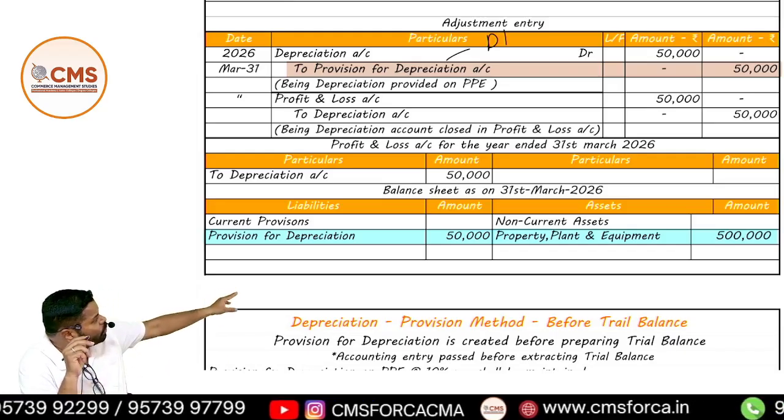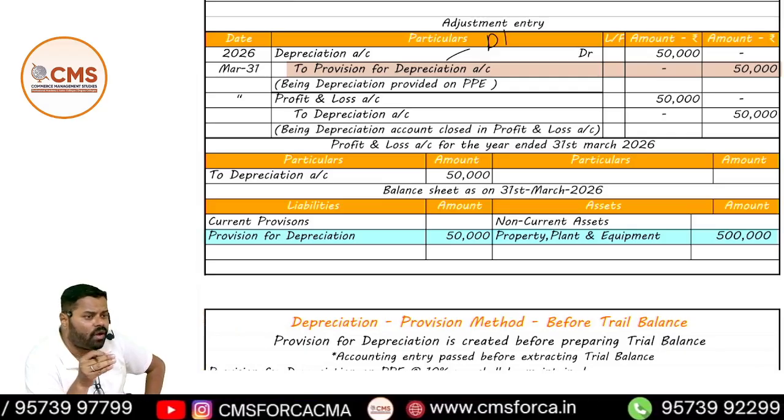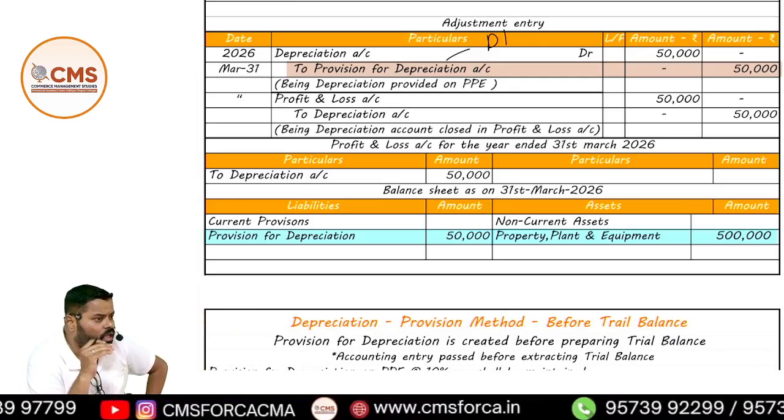Second one, profit and loss account debit to depreciation. Just now we have opened an account called depreciation, which is a nominal account, which is a loss account.